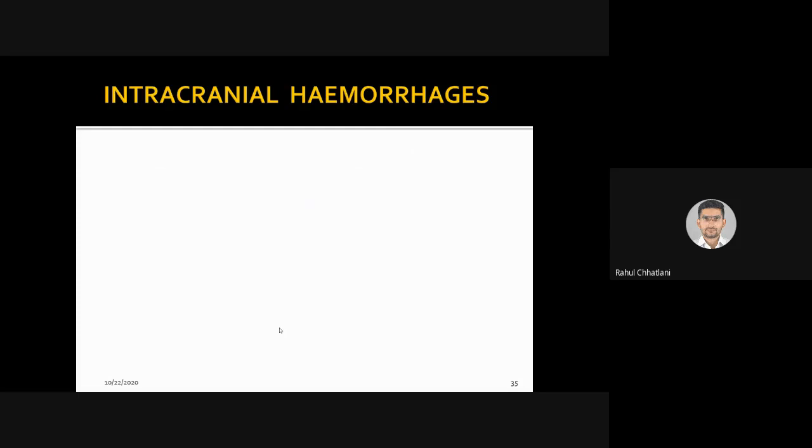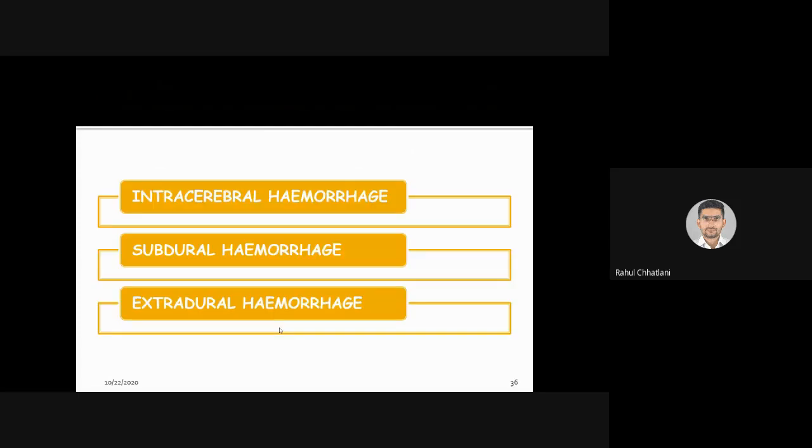Intracranial hemorrhages can again be subdivided into intracerebral, subdural, and extradural. Intracerebral is within the mass of the cerebrum; subdural is below the dura mater; and extradural is above the dura mater. You are already aware of the three covering meninges: dura mater, pia mater, and arachnoid mater. All three together are termed the meninges. If the bleeding is in the cavity between the cerebrum and the dura mater, it is subdural, and if it is outside the dura mater, that is extradural hemorrhage.